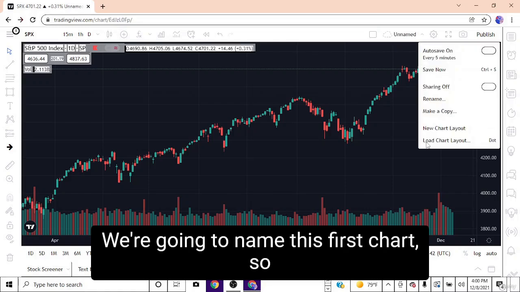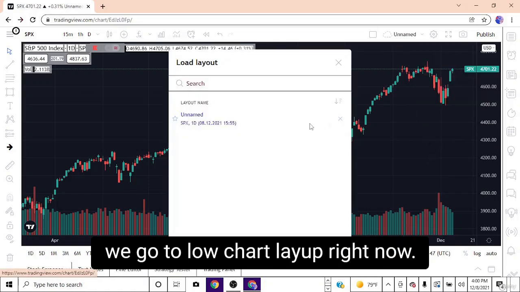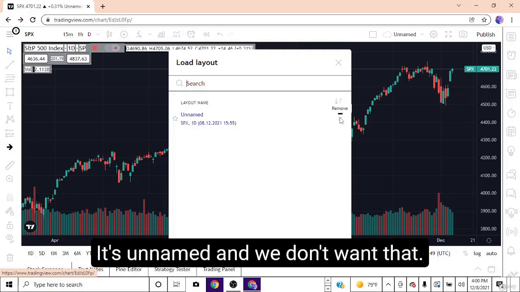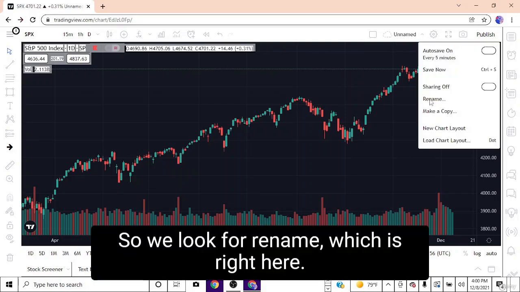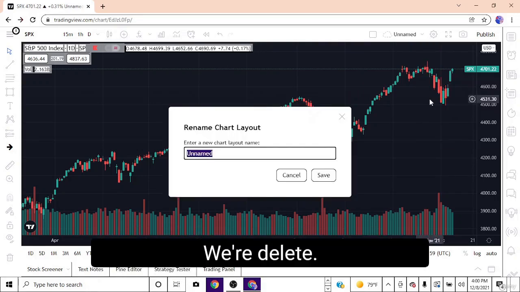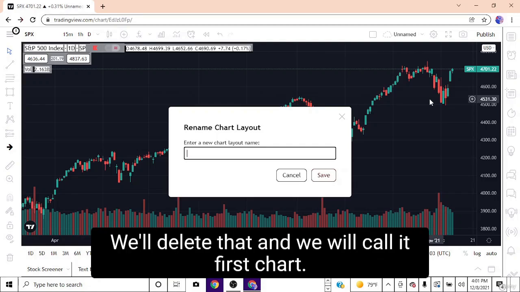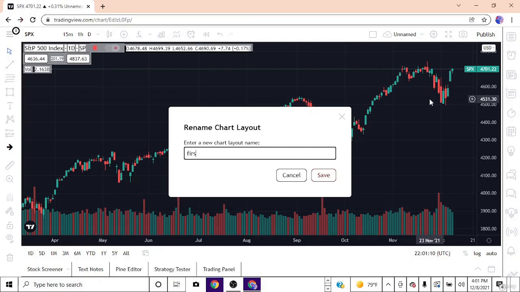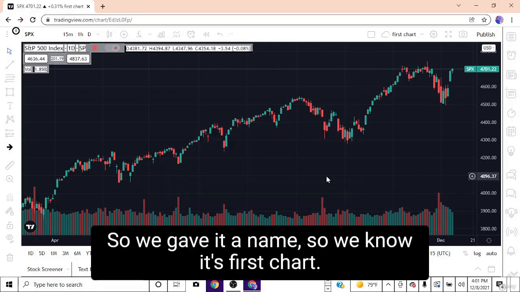We're going to name this first chart. So we go to load chart layout. Right now it's unnamed, and we don't want that. What we want to do is rename it. So we look for rename, which is right here. We're going to delete that, and we will call it first chart. Okay, so we gave it a name, so we know it's first chart.